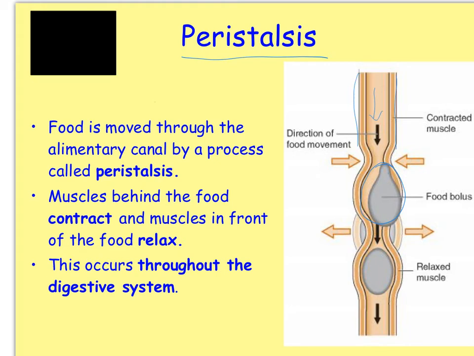What happens is that muscles will contract behind the piece of food that's there, and that helps to push the food, or the food bolus, down the esophagus. But at the same time, the muscles at the front of the food, these bits here, start to relax. And because they relax, the food starts to move down the way.